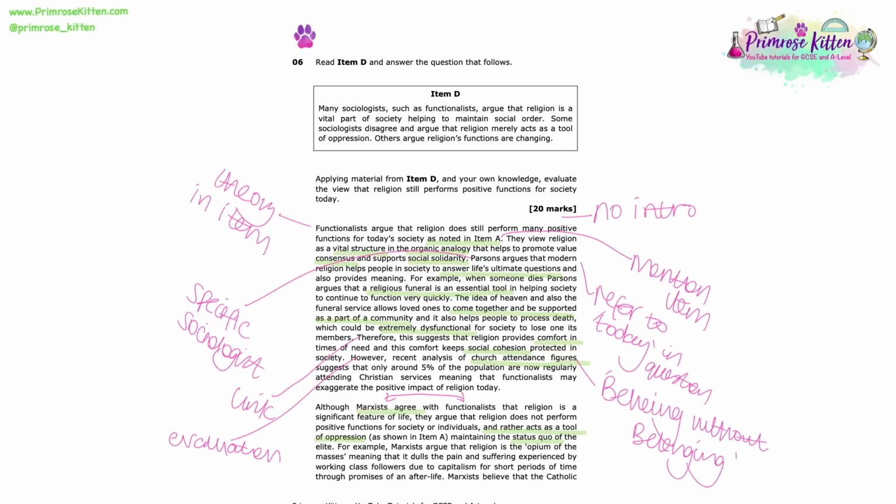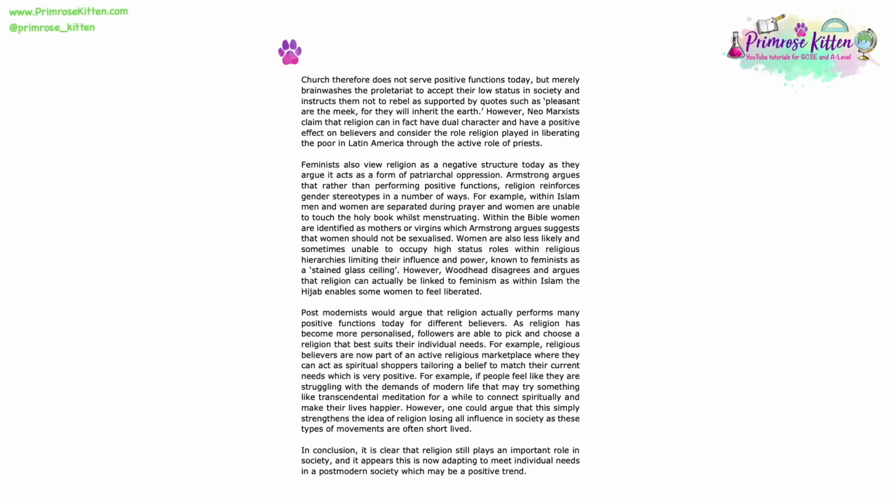For example, Marxists argue that religion is the opium of the masses, meaning that it dulls the pain and suffering experienced by working class followers due to capitalism for short periods of time, through promises of an afterlife. Marxists believe that the Catholic Church therefore does not serve positive functions today, but merely brainwashes the proletariat to accept their low status in society and instructs them not to rebel, as supported by quotes such as, "Blessed are the meek, for they will inherit the earth."